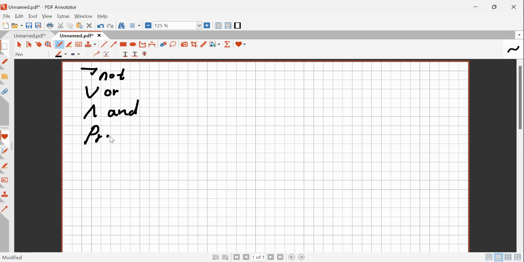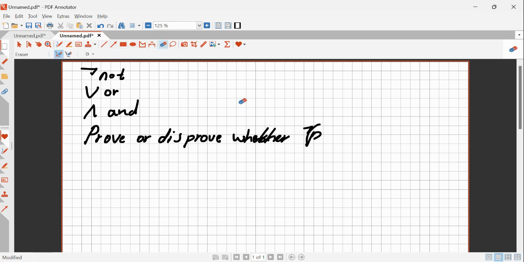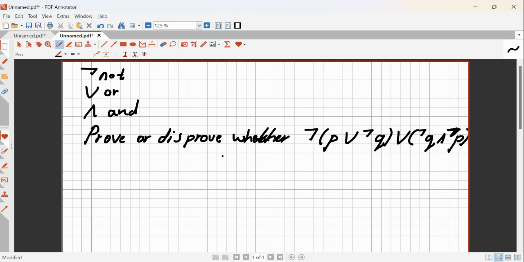proof or disproof whether not (P or not Q), or (not Q and not P), and P itself are equivalent.